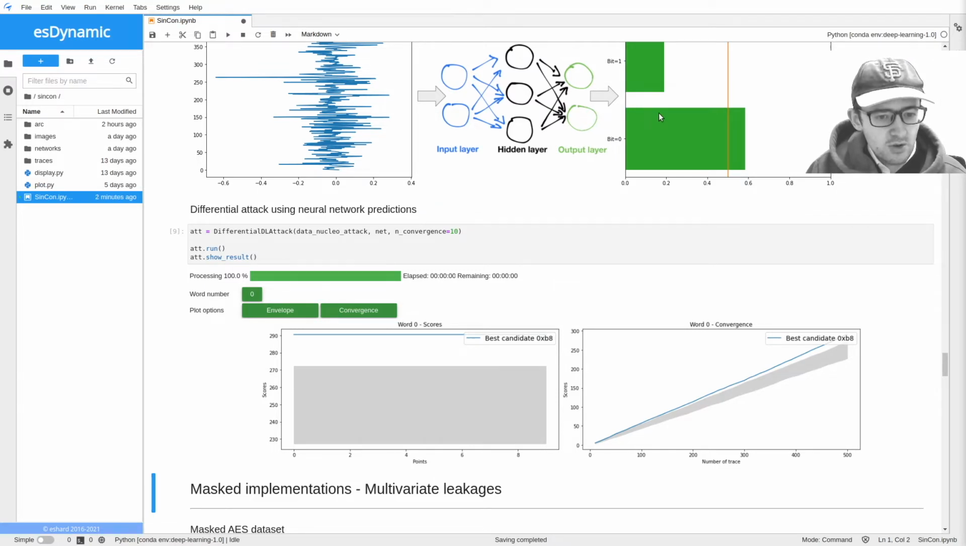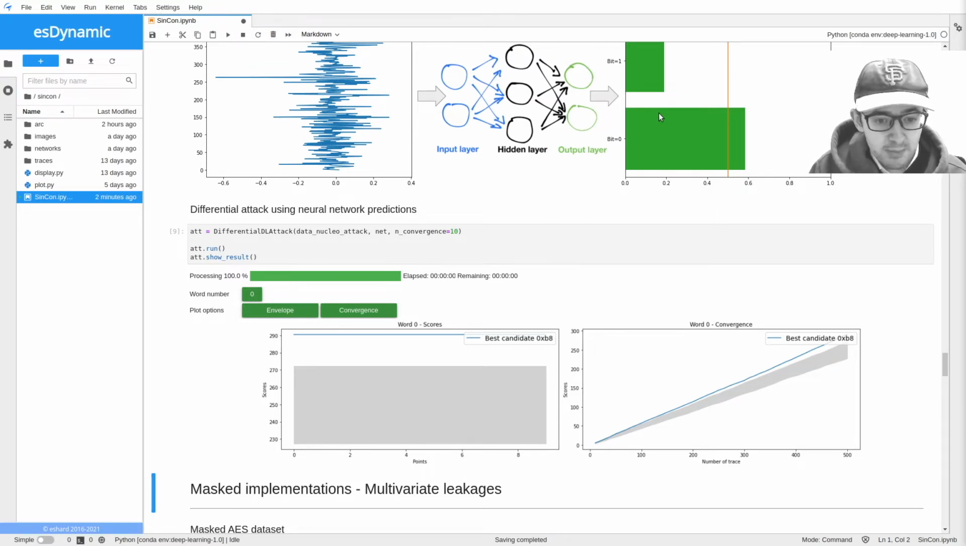So here we saw a standard way to apply deep learning to perform a differential side-channel attack. The methodology is pretty much the same when you use other machine learning algorithms, but what is really interesting with neural networks is that you can leverage the advantages of deep learning.